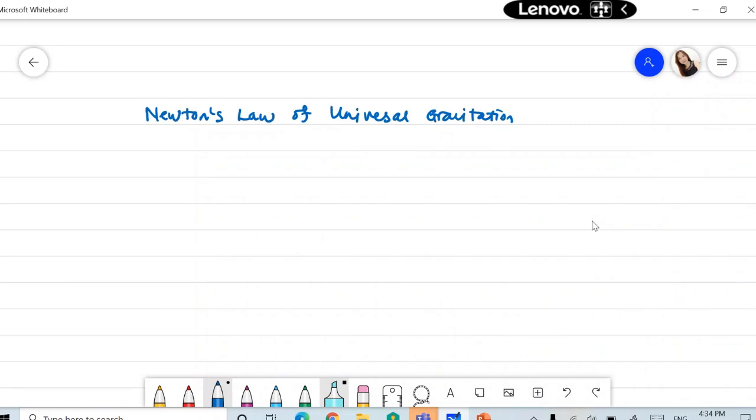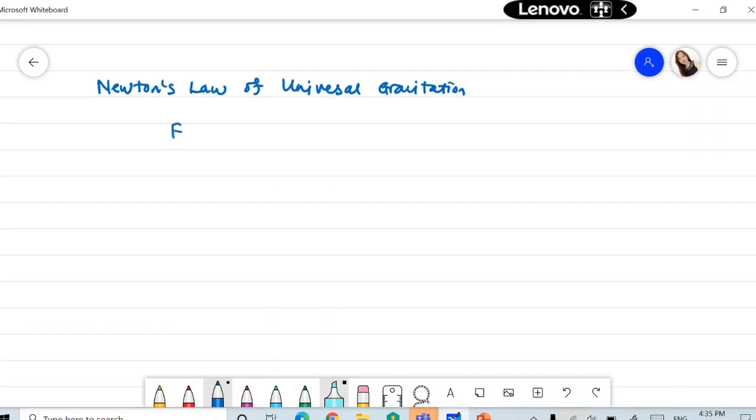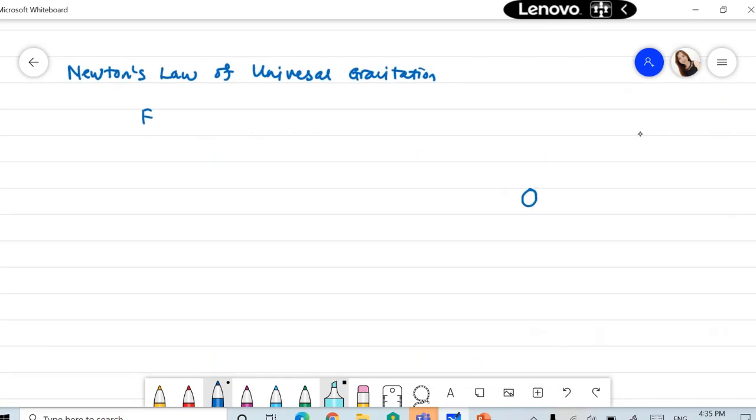According to this law, the statement is that there is a force exerted between two objects. These two objects can be particles, two planets, or one planet and one object. Let's say object 1 is here and object 2 is here. Object 1 has a mass of m1, object 2 has a mass of m2, and they are separated by a distance of r.